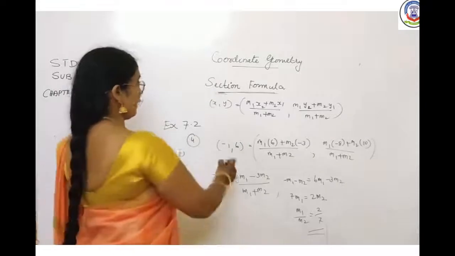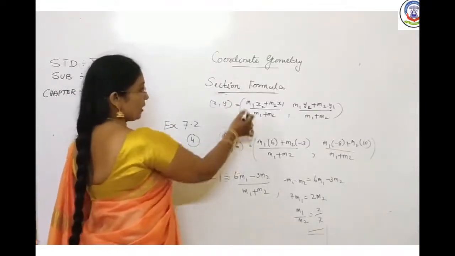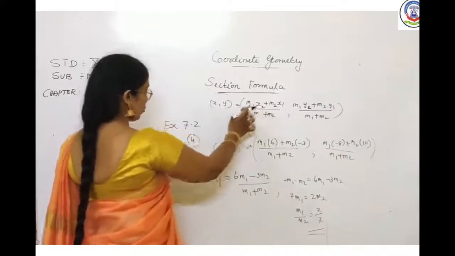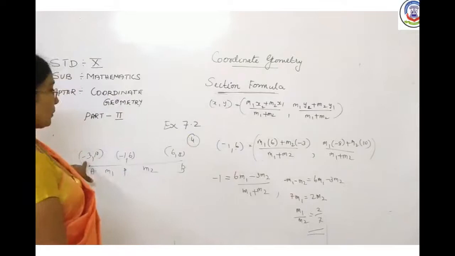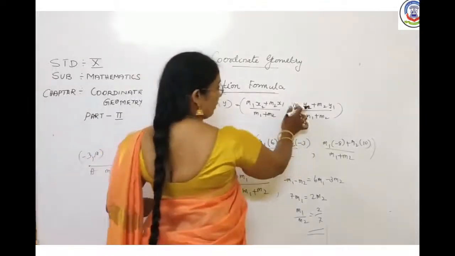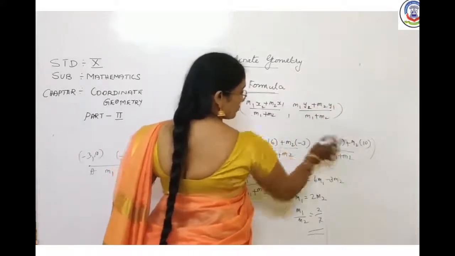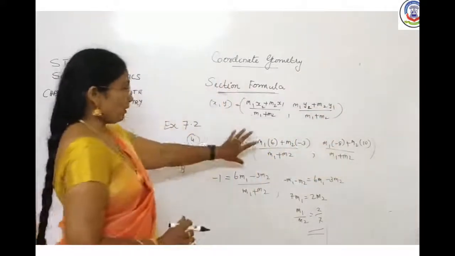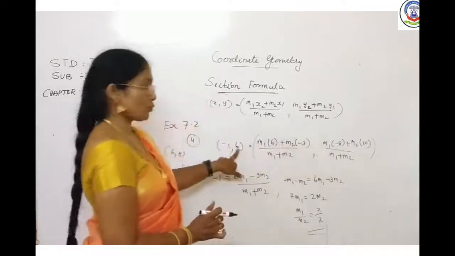Here it is given that -1, 6, that means x and y, is equal to M1 into x2, that means M1 into 6 plus M2 into x1, that means M2 into -3, divided by M1 plus M2, comma, M1 into 2 plus M2 y1 divided by M1 plus M2. There also you substitute. But here both the values you know. The x coordinate and the y coordinate of this point you know.